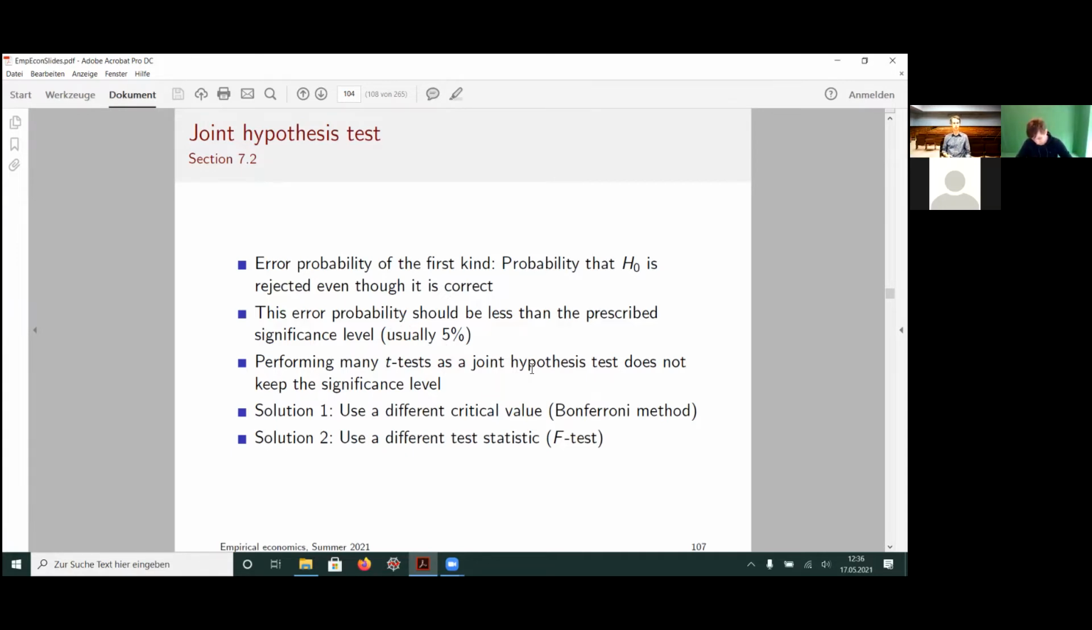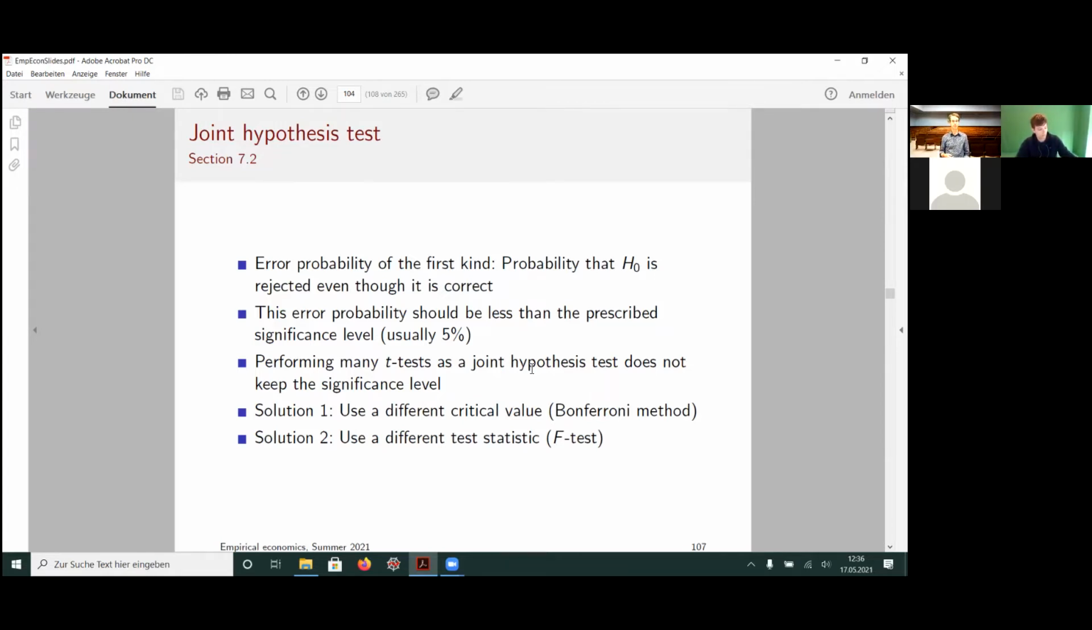In fact, there are two solutions to this problem. The first one is we could adjust the critical value. That's called the Bonferroni method. And we don't follow that here. Just as a brief note, if you increase the critical value, then you would decrease the error probability of the first kind of each individual t-test. And you can increase the critical value such that the joint probability of any of the t-tests rejecting the null hypothesis is at most 5%. That's the so-called Bonferroni method.